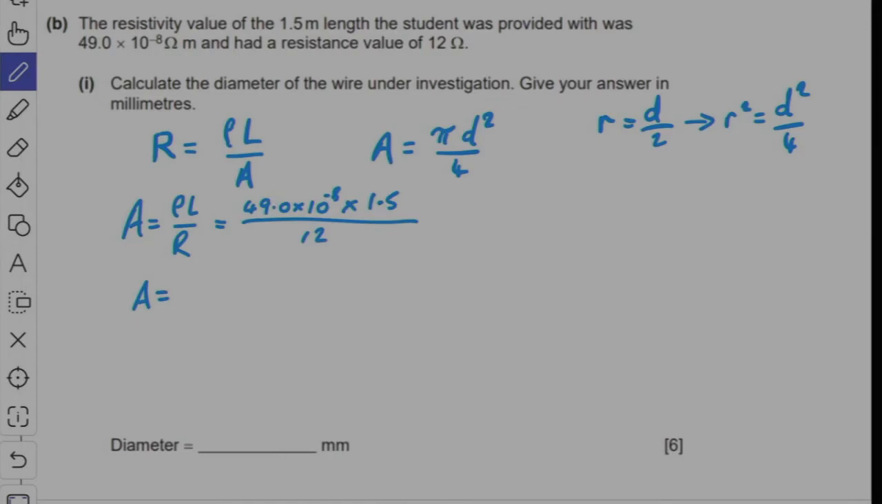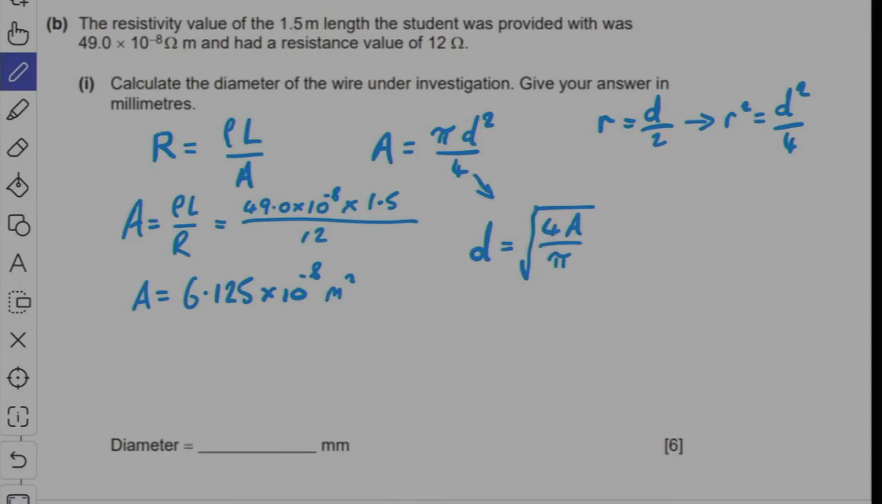So subbing in for your elements of that equation, your rho value of 49 times 10 to the minus 8, your L value of 1.5 meters, and your resistance value of 12 ohms should give us an A. So put that through your calculator. So we get 6.125 times 10 to the minus 8, and that's going to be a value in meters squared. And now we work backwards to D from the second equation. So if A equals pi D squared over 4, then D is going to equal 4A over pi, and then the square root of that.